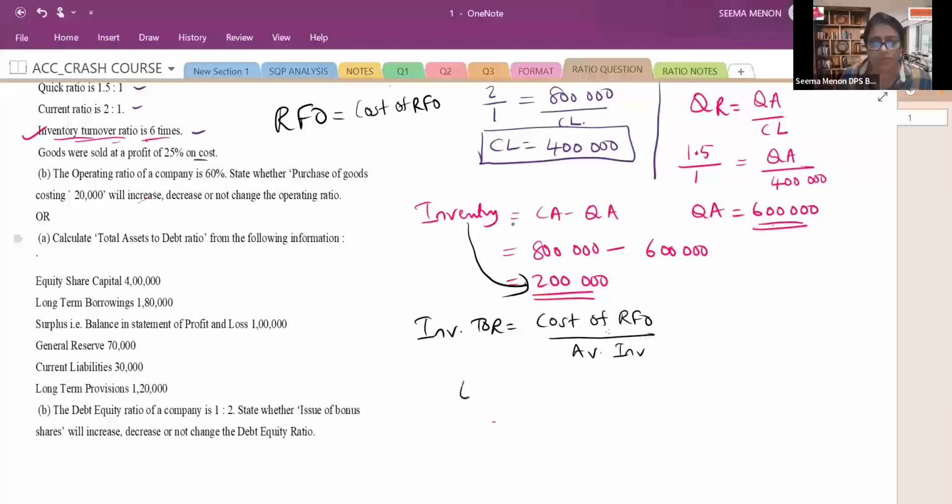Inventory turnover ratio is given in the question, that is 6 times. You can see that. So we will put the values, simply apply the values in this formula. Cost of revenue from operation we don't know, so leave it. But we know that average inventory is 2 lakh rupees. So cost of revenue from operation is equal to, you will cross multiply, you will get 6 into 2 lakh. That is 12 lakh rupees is the cost of revenue from operation.